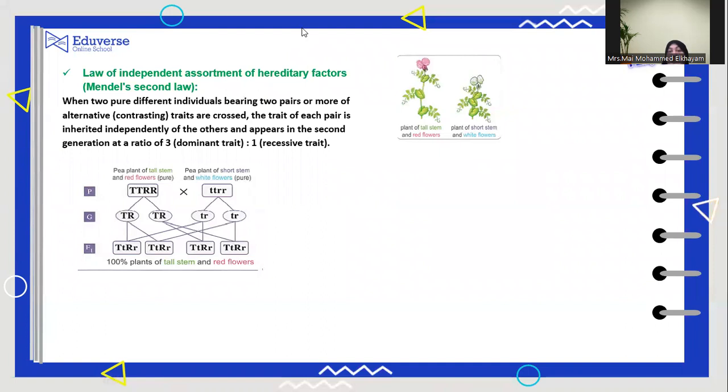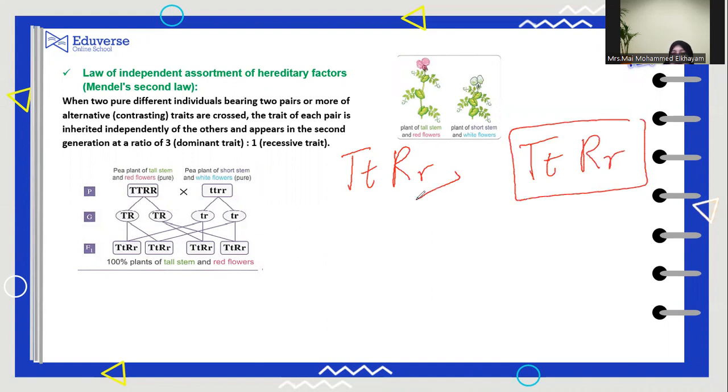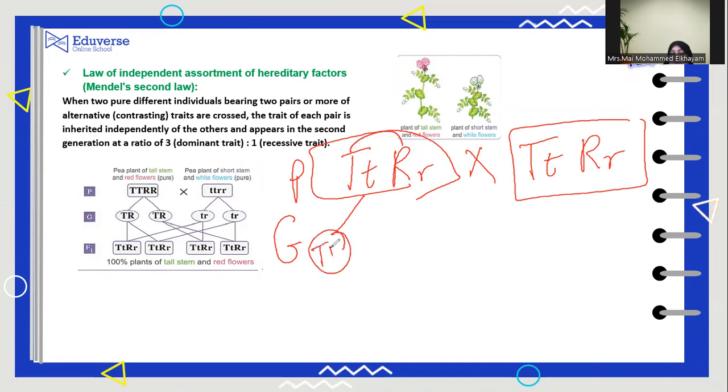This is the confusing part. Please pay attention. I'm going to take 2 of these offspring, T capital, T small, R capital, R small, and T capital, T small, R capital, R small. These are the parents. Crossing will happen between them. Gametes: what are the probabilities of having different gametes? T capital may be found with R capital one time, so this is one of the gametes formed. And T capital will be with R small another time, so this is another kind of gamete.